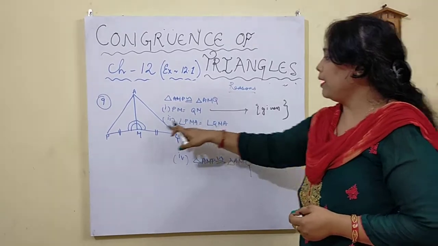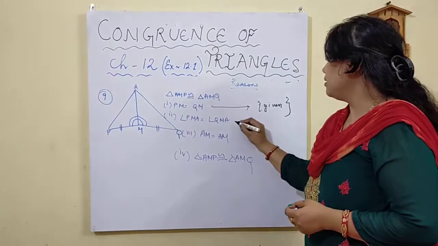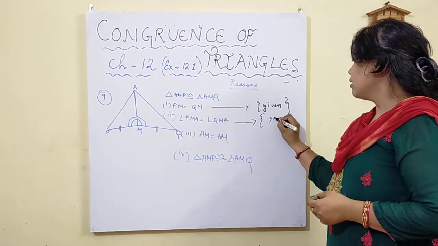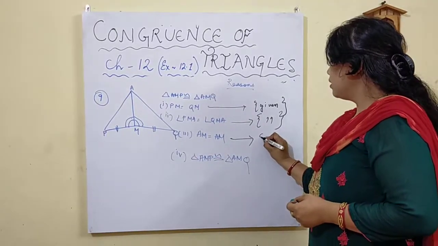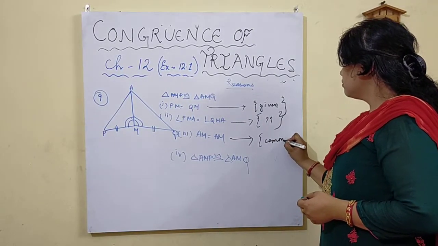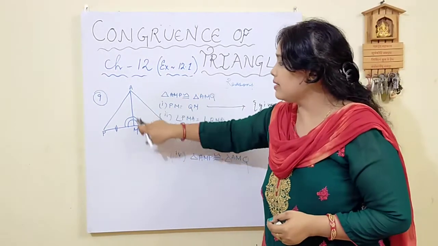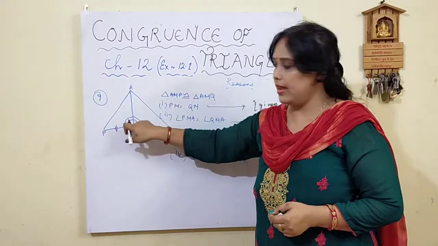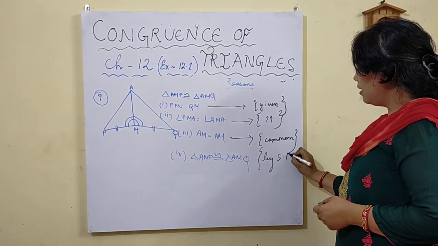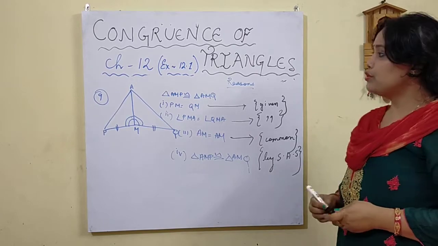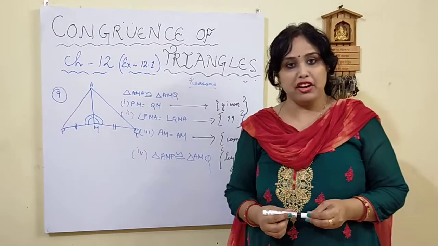Angle PMA is equal to angle QMA. It is also given. Third, AM common. So these two triangles are congruent by SAS.